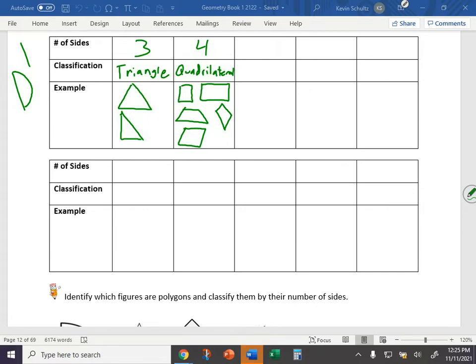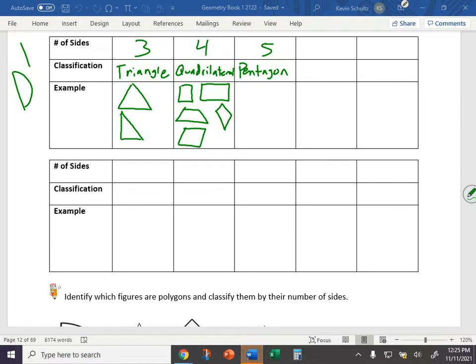5-sided figure. What's the name for a 5-sided figure? Yes. Pentagon. After 4, we get kind of less creative with the names. You know, we have triangle, that's pretty cool, trigon, quadrilateral. After this, it's all just kind of something gon.